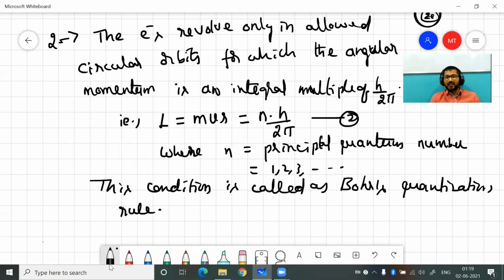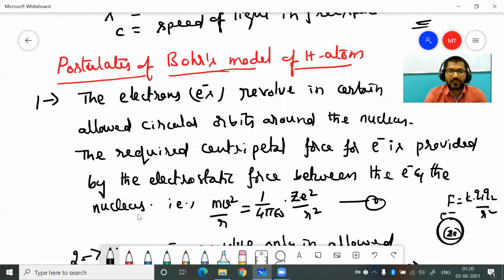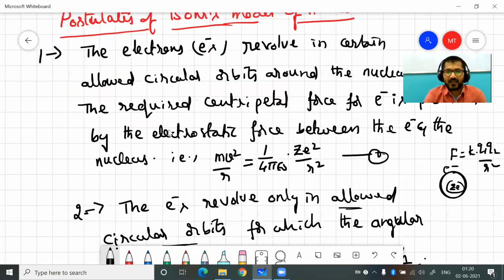Is it clear? The electrons revolve only in allowed circular orbits. These allowed circular orbits are also called stationary orbits. So what are stationary orbits? The orbits in which electrons will possess angular momentum equal to an integral multiple of h by 2 pi. Such orbits are called stationary orbits. Stationary orbits can also be defined as the orbits in which, as long as electrons revolve, you can write down specifically this definition.